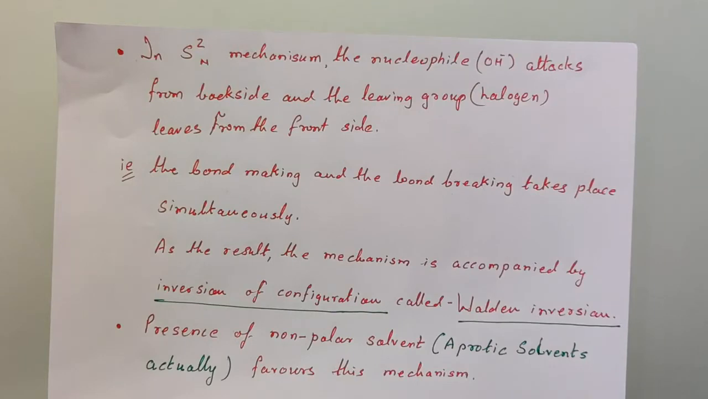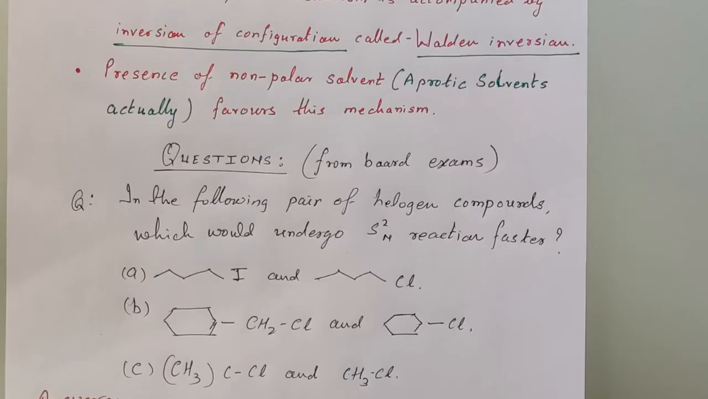Can you see this bullet point in red again, students? In the SN2 mechanism, the nucleophile attacks from the backside and the leaving group, that is the halogen, leaves from the front side. So the bond making and the bond breaking take place simultaneously. As a result, the mechanism is accompanied by inversion of configuration called Walden inversion. Which inversion? Walden inversion. W-A-L-D-E-N inversion. And the presence of non-polar, that is aprotic solvents, actually favors this mechanism. Clear? Alright.